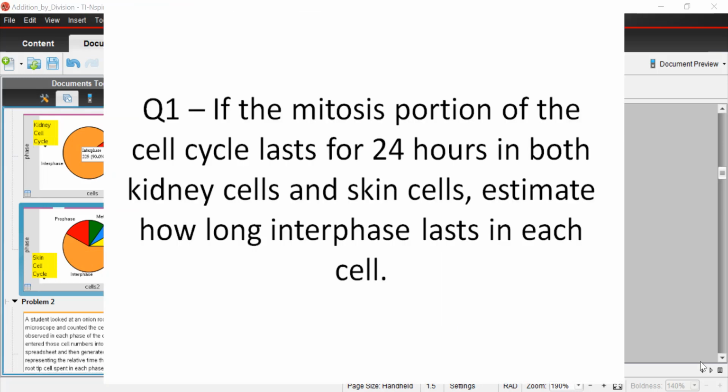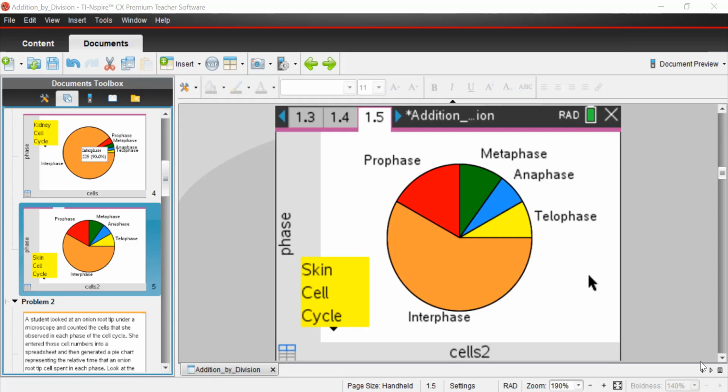The question asks, if the mitosis portion of the cell cycle lasts for 24 hours in both kidney and skin cells, estimate how long interphase lasts in each cell. So if you want, you can pause the video here and take a stab at finding the answers. Otherwise, I'm going to keep rolling and talk through how we might figure this out.